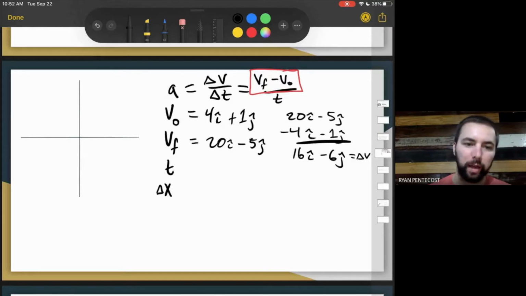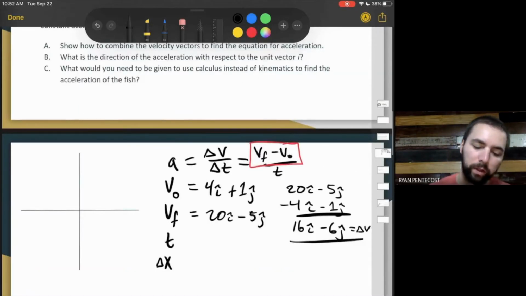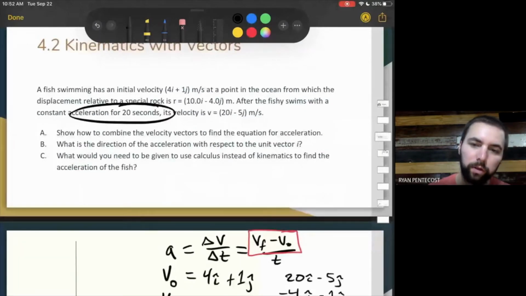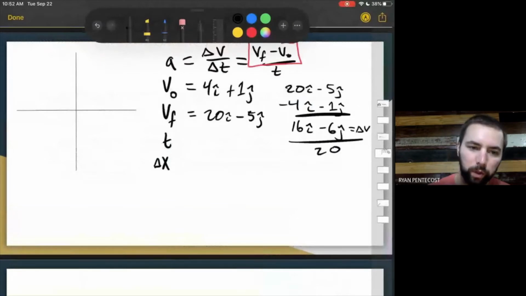Now, if we divide that by the time, you simply divide the entire thing by the time we had, which was 20 seconds, if I remember right. Yeah, constant acceleration for 20 seconds. So we divide this all by 20. So then we have 16 divided by 20 is 0.8i, and minus 6 divided by 20 is 0.3j. And that is our delta v divided by t, which means that this is our acceleration right there.